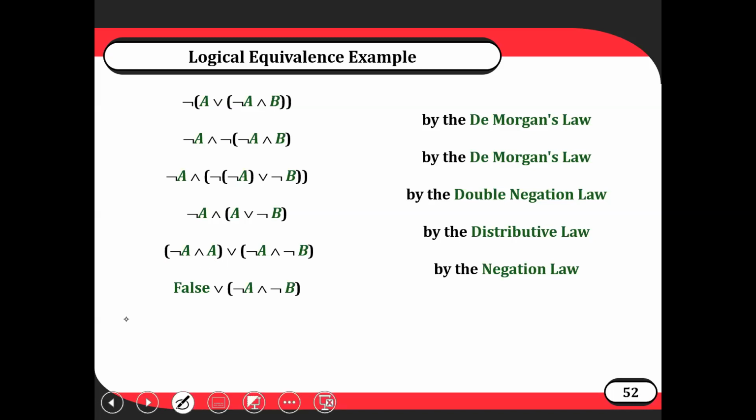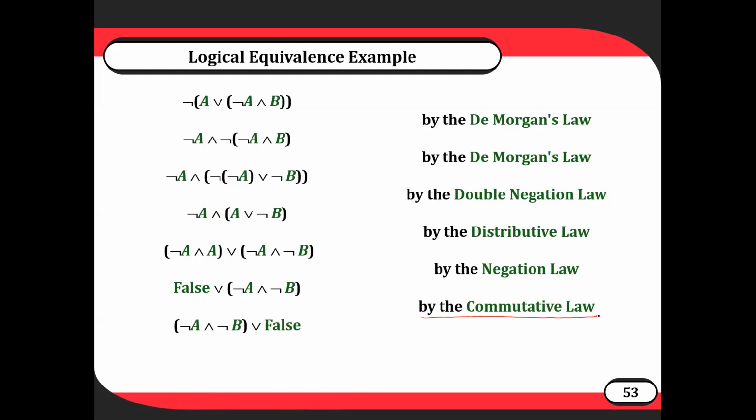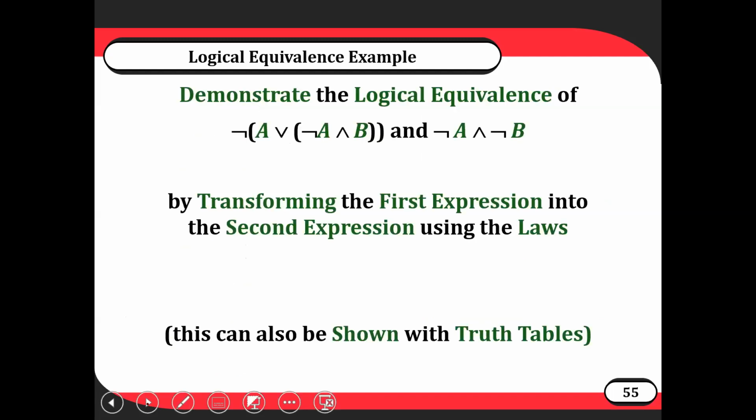Anything, yeah. So false or anything gives us anything by the identity law. Well, okay. So first we use the commutative law. I don't expect you can use the commutative law without declaring it. But yeah, to me, this step is extra. You don't need to do this. But yeah, the identity law. So false and anything is anything. And then false or anything is anything. So we've demonstrated the logical equivalence of these by transforming one into the other.